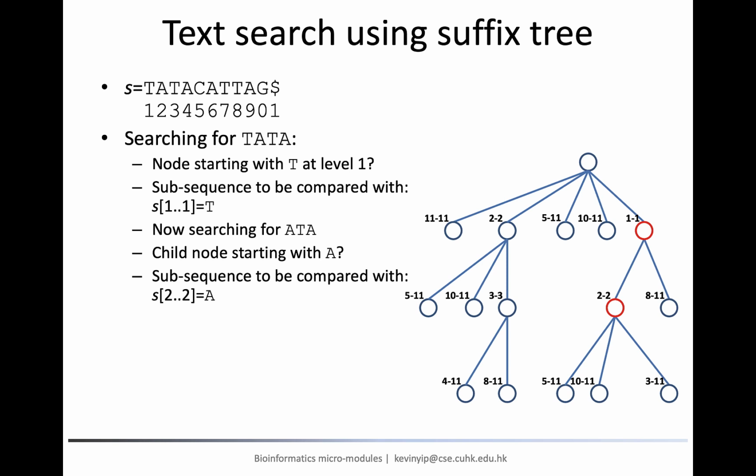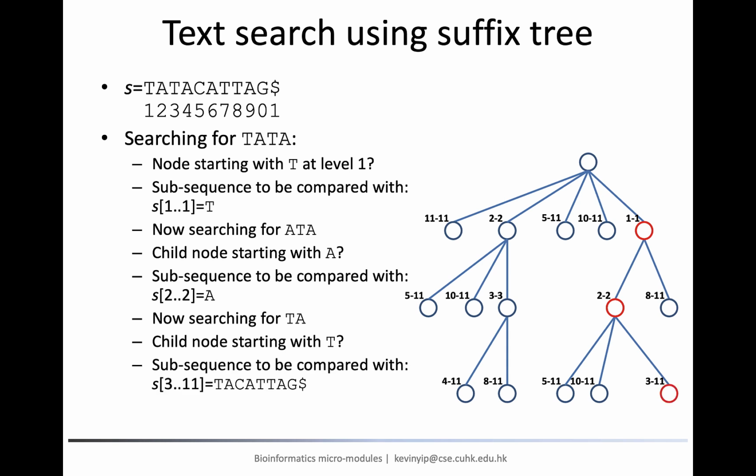Since it matches the beginning of what we are searching for, we continue the search of the remaining of the query, which is now TA. Just like before, we want to know whether the current node has a child that represents a subsequence starting with T. The answer is yes, and this node represents the subsequence 3.11, which is TACA$. Its beginning matches what we are searching for, and we have exhausted all characters in the query after this match. Therefore, we conclude that TATA is contained in the indexed sequence.